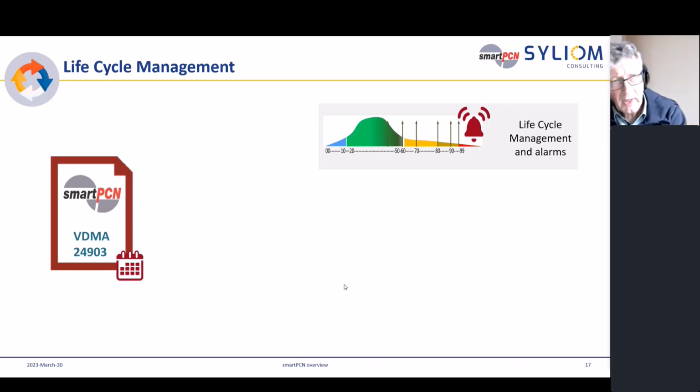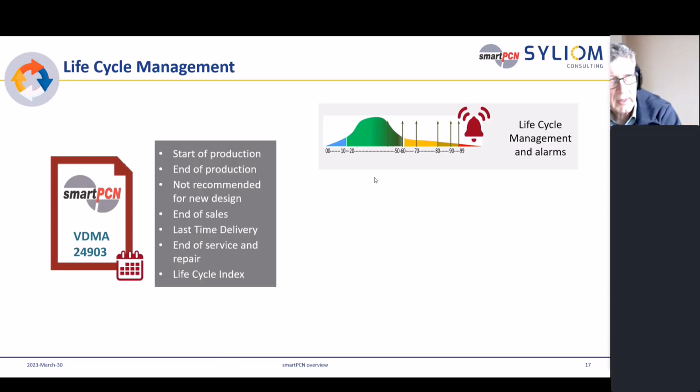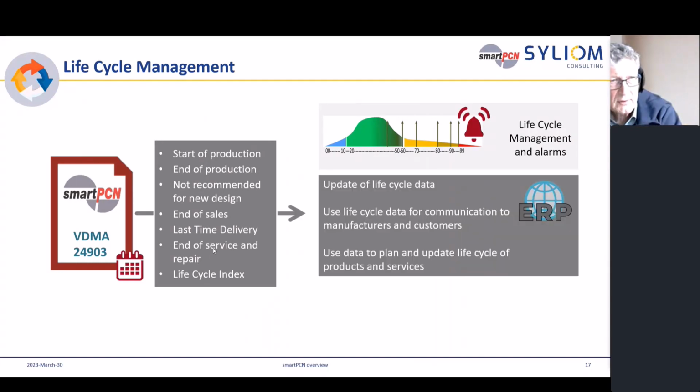When we talk about lifecycle management, you have several approaches here. One is, of course, that you have all the dates about start of production, end of production, for example, the lifecycle data in here. There may be other approaches for the lifecycle management, like a kind of lifecycle index. And this information is in here in the smartPCN. There are data fields available for this information, and this allows you to automatically read this data and to update the lifecycle data in your ERP system.